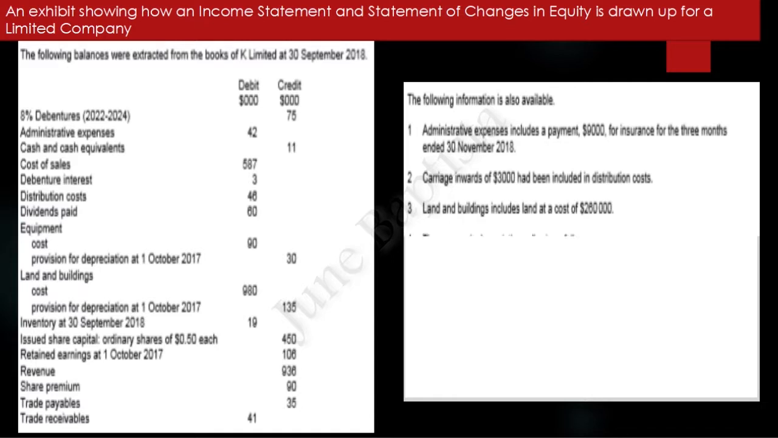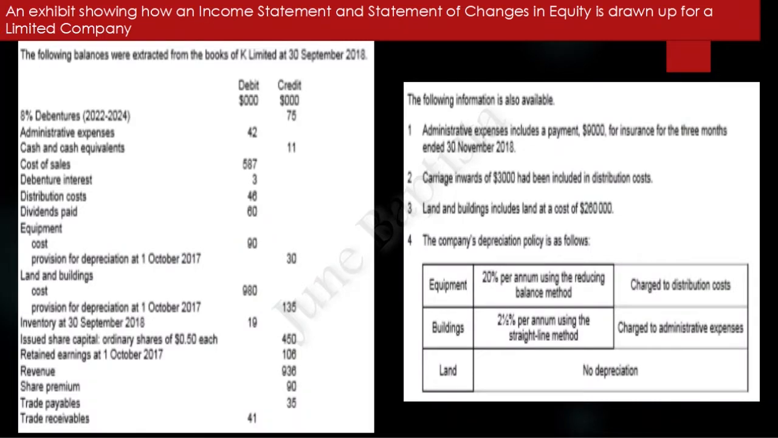4. The company's depreciation policy is as follows: 20% per annum using the reducing balance method to provide for depreciation of equipment. That will work out to 20% of 90,000 minus 30,000. Buildings, 2.5% per annum using the straight line method. That would be 2.5% of $980,000 minus $260,000. The solutions are in the following 2 slides.